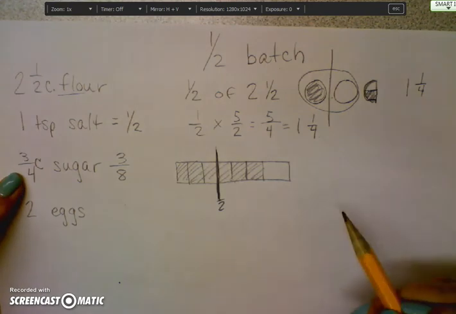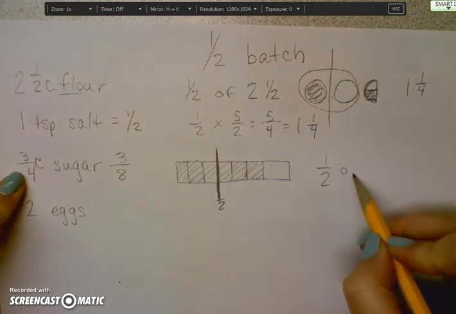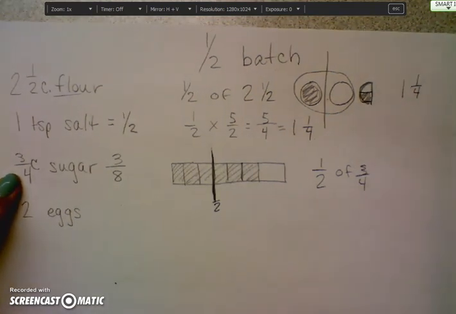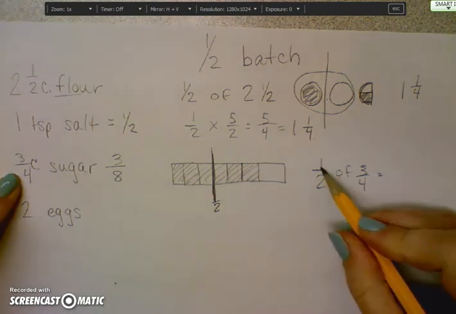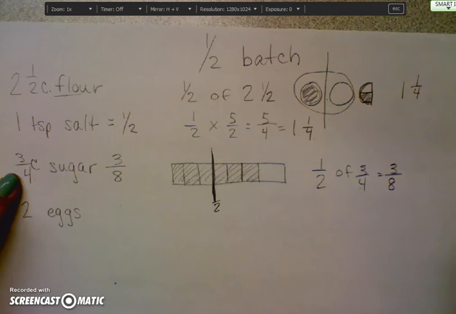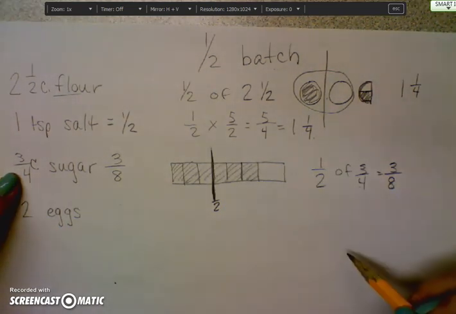But again, I just want to check it with the algorithm. I want to know what ½ of 3/4 is. I'm going to use that multiplication strategy again: numerator times numerator, denominator times denominator. Looks like my picture and the algorithm match again.